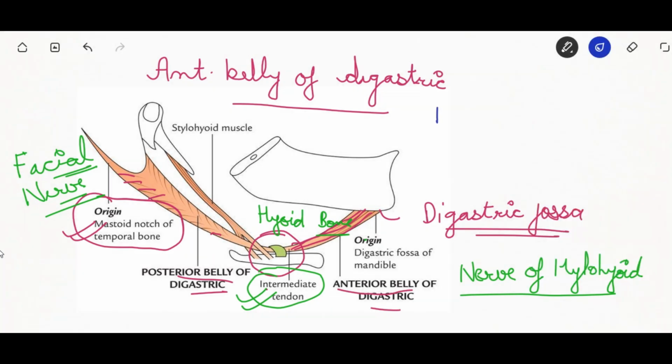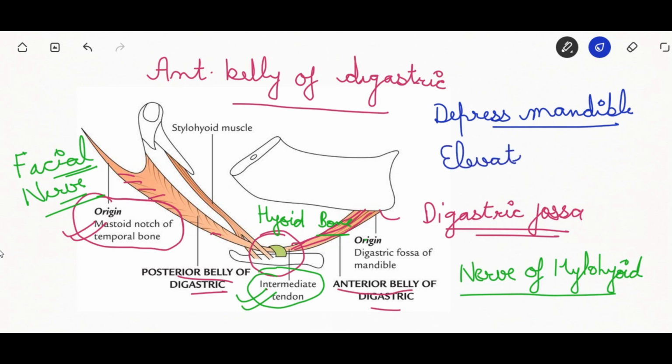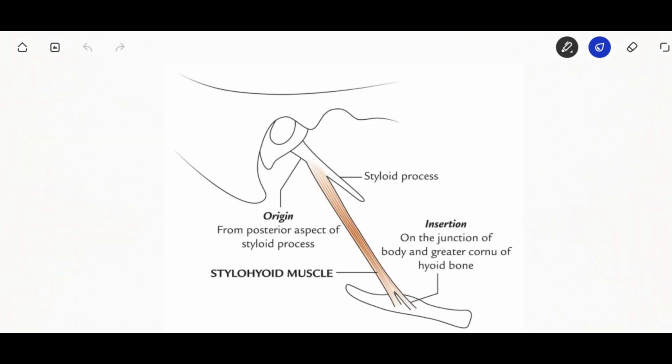What are the actions of digastric muscle? The digastric muscle will depress the mandible. When the mouth is open widely against the resistance, it will elevate the hyoid bone.